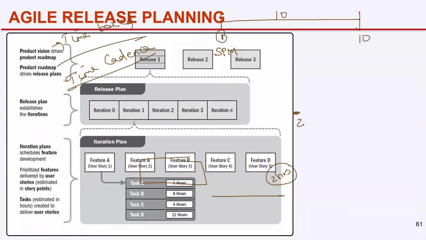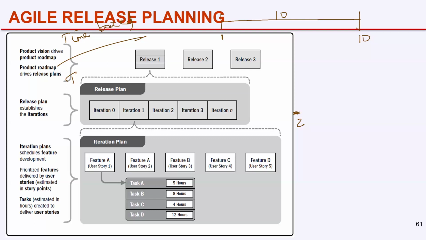Product vision. Who will set the product vision? Product owner. So, product roadmap. Who is responsible to set the product roadmap? Product owner. In fact, we discussed managing changes in an Agile project. In a Scrum project, the person responsible to make those changes is your product owner.